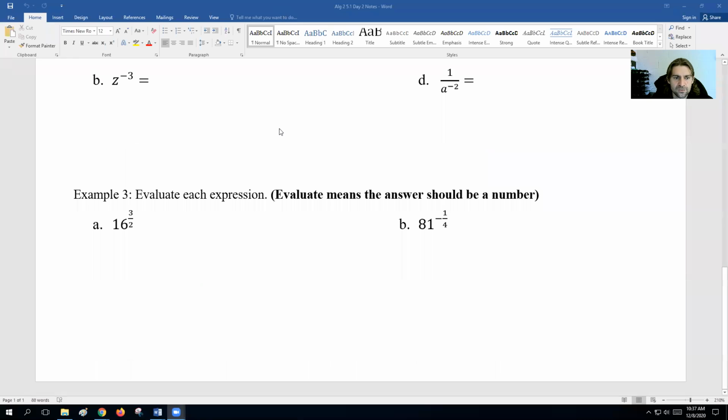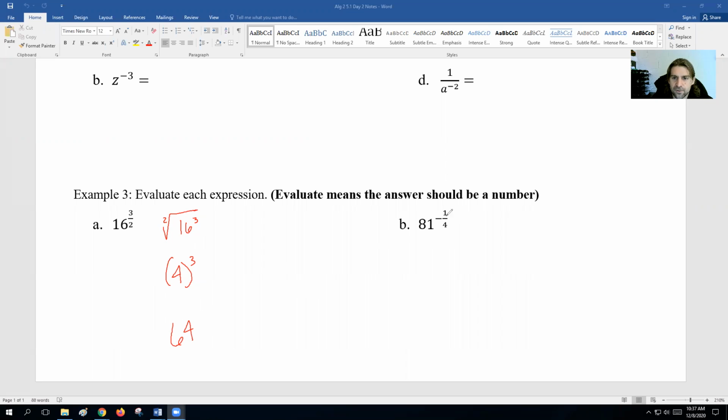Okay, so we have a lot of little rules that we're going to learn here, and we're going to make sure we can practice them. So let's evaluate each expression. What is 16 to the 3/2 power? Well, this would be the square root of 16 cubed. You could cube 16 and then take the square root, or it might be easier to take the square root of 16, which is 4, then cube your answer. So 4 times 4 times 4, the answer would be 64.